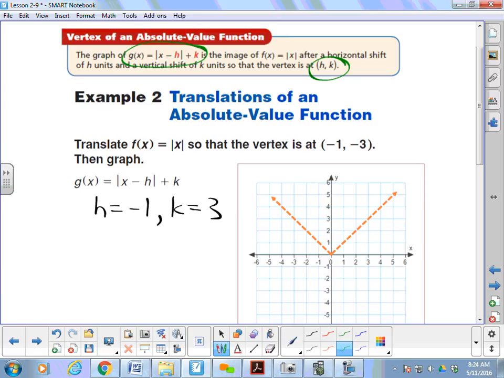So my new function is going to be that g of x equals the absolute value of x plus 1, because we're going to the left, and then we're going down 3, so minus 3. Okay. Sorry, this k should be -3. Okay.